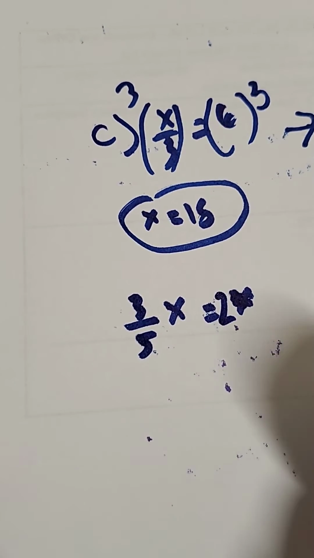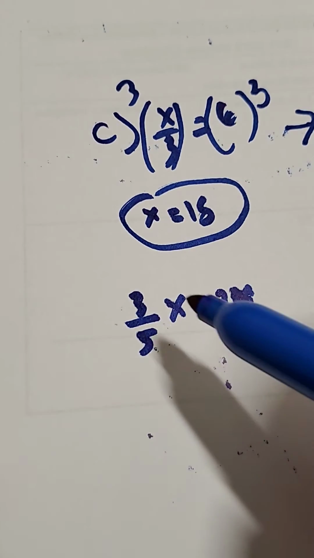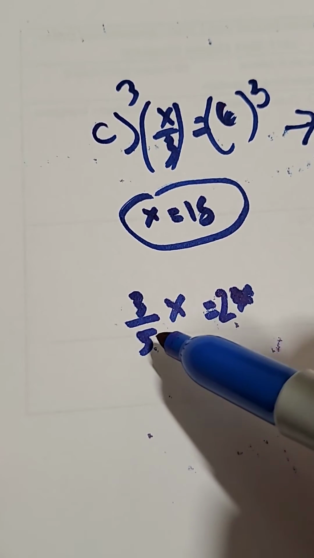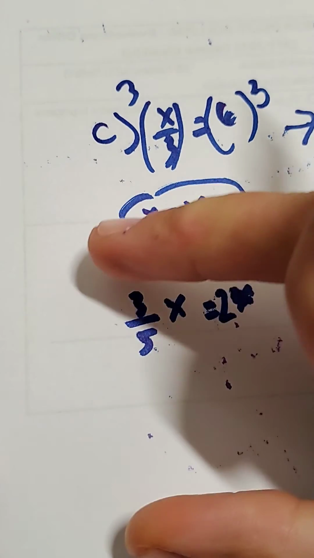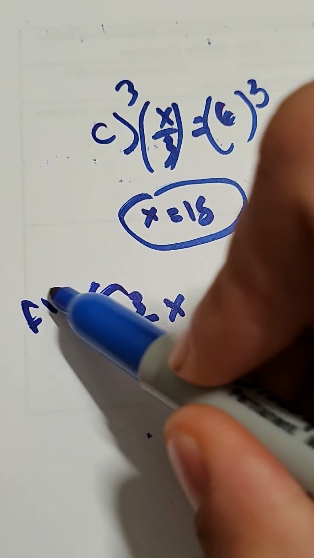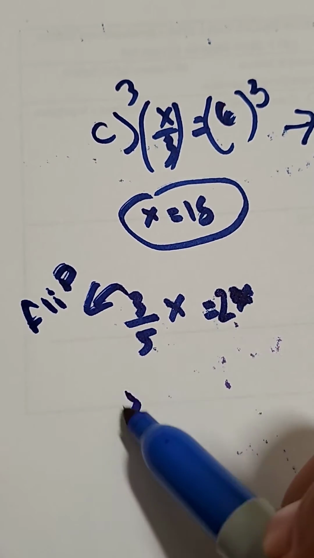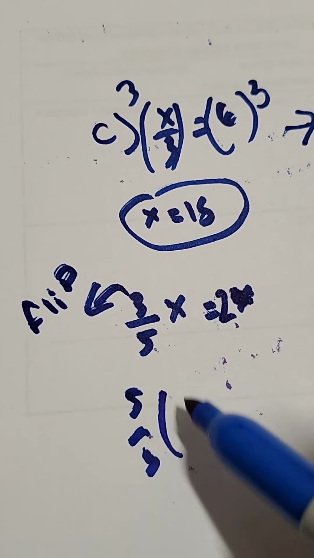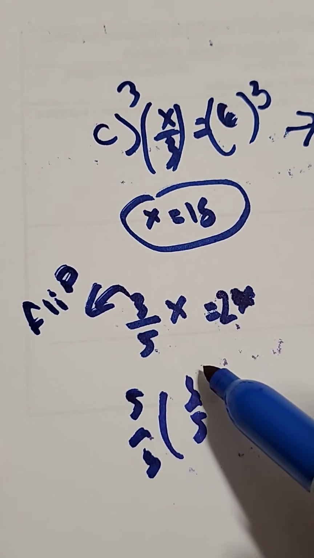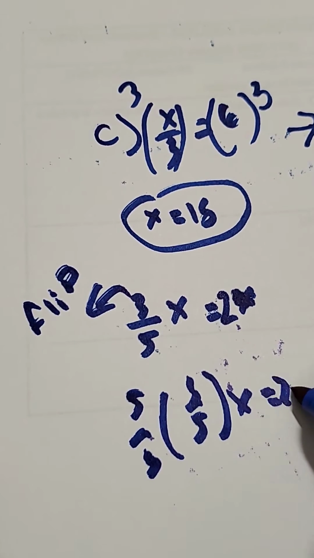Like this example, we are going to multiply by the reciprocal. So the reciprocal is just the flipped. We just flip this 3/5, and we have 5 over 3 times 3 over 5 x is equal to 2 times 5 over 3.